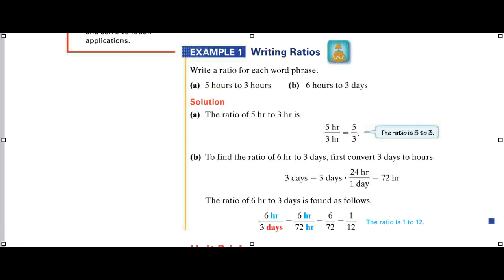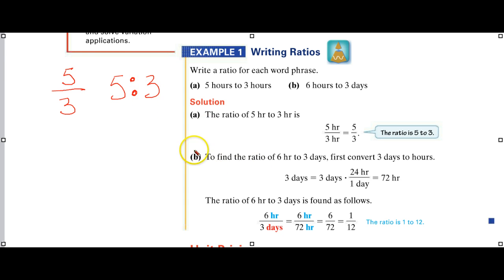So let's go on. Looking at example 1, this is pretty straightforward. 5 hours to 3 hours. So you could write that 5 hours to 3 hours, or you could have written it 5 to 3. Now, since they're both hours, there's no problem. That's just a straightforward ratio.